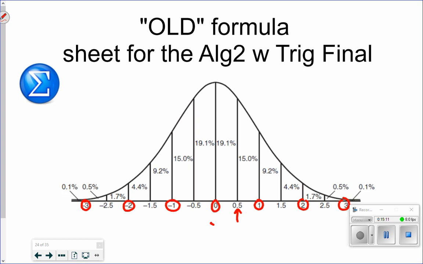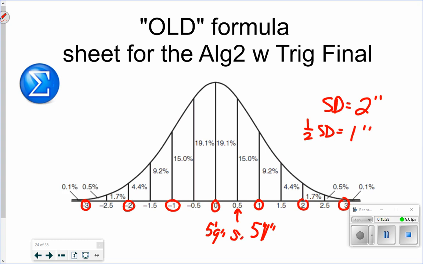Meaning, if this was 5 foot 9 inches, this was 5 foot 11 inches. If my standard deviation was 2 inches, well, half of a standard deviation is 1 inch. So right here, in between 5'9 and 5'11, is 5'10, because I only go up 1 inch. Then I go up another inch to get 2 inches. You see what I'm saying? So to me, it's unnecessary.